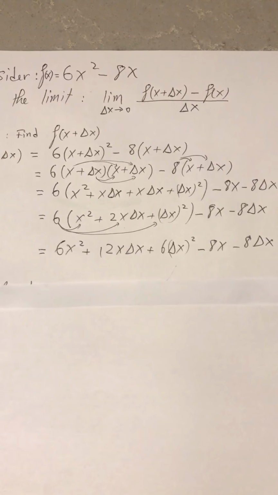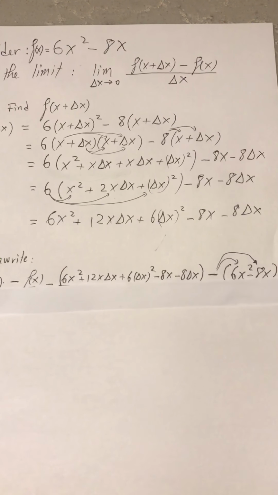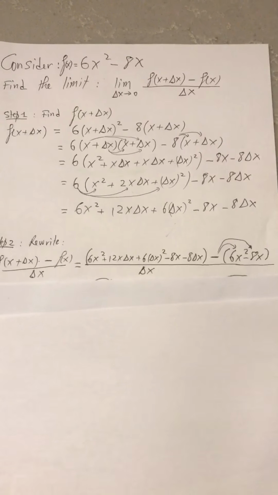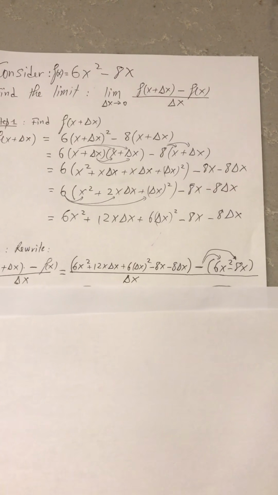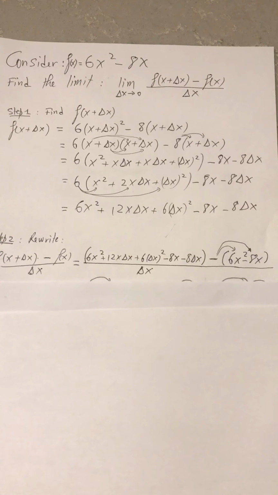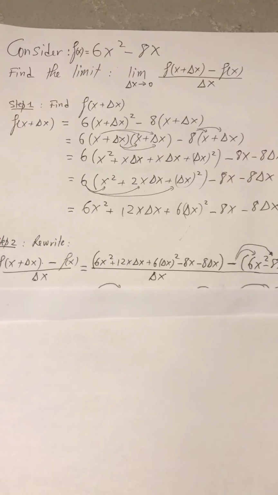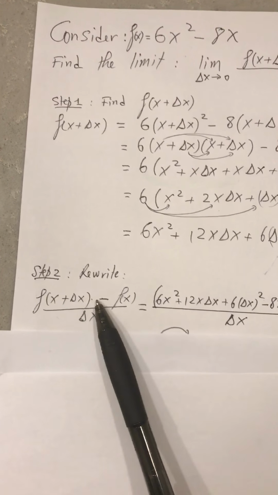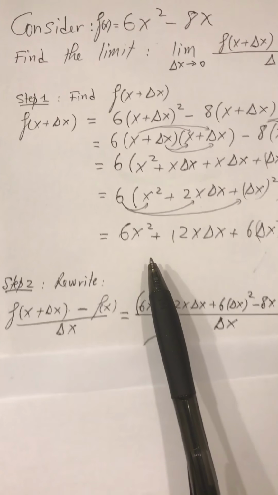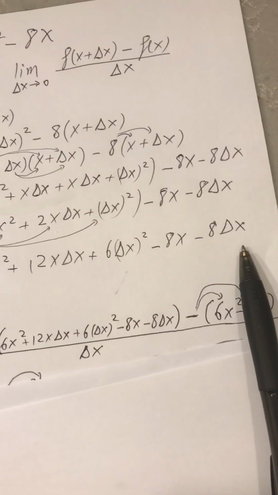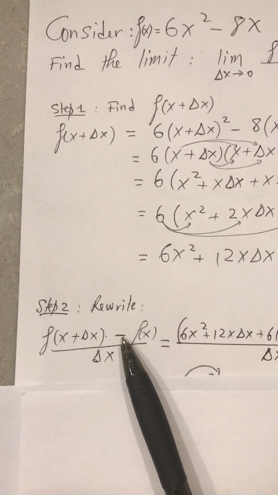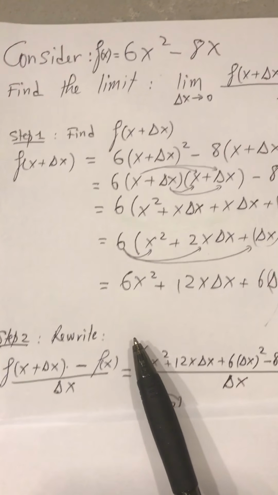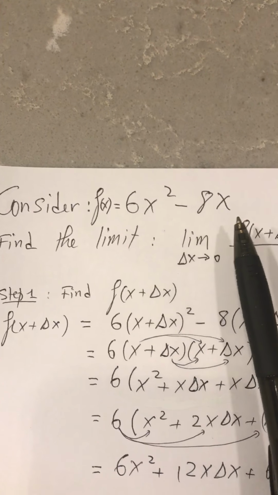Step 2. Let's rewrite the whole thing now. F of x plus delta x minus f of x over delta x is nothing else than replacing this f of x plus delta x by its value that we just calculated here. Put a negative sign, and after the negative sign, write f of x. What is f of x? It is 6x squared minus 8x.